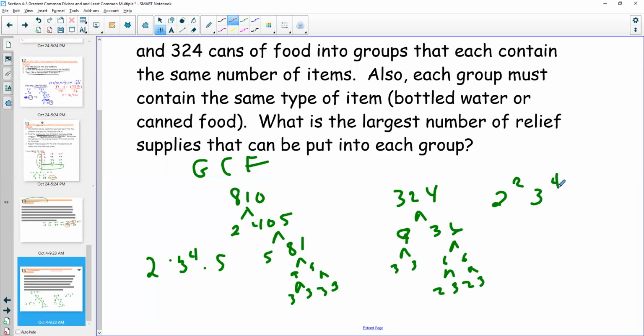All right, well, let's see what's in common. I have 2's on both sides. I have 3's on both sides. I don't have 5's on both sides, so I get to ignore it. The smallest exponent on a 2 is just 2 to the 1st, and they both have 3 to the 4th. So 2 times 3 to the 4th, 3 to the 4th is 81, so 162. So in each group, there's going to be 162 relief supplies.